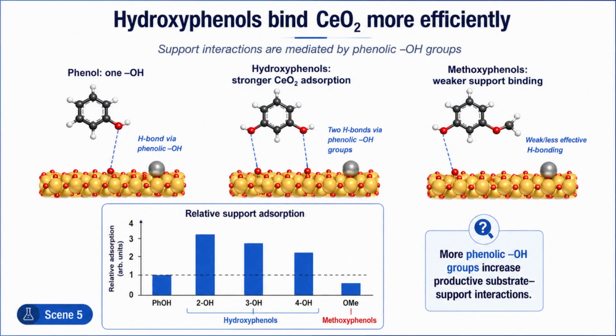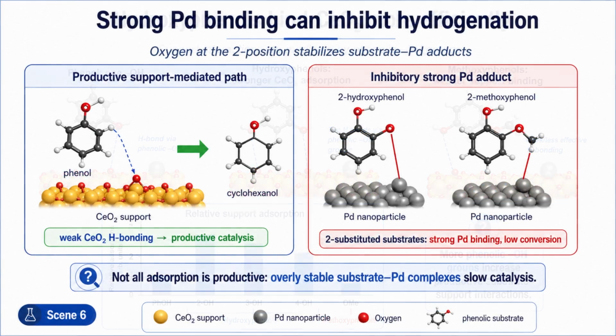Using this framework, we found that hydroxyphenols bind CeO2 more efficiently than phenol or methoxyphenols. This trend reflects stronger hydrogen bonding to the support through phenolic OH groups. In general, increasing the number of phenolic hydroxyl groups increases productive substrate-support interactions, but not all adsorption is productive.